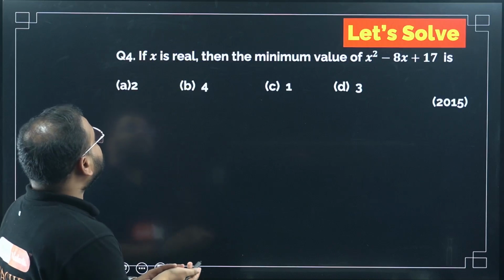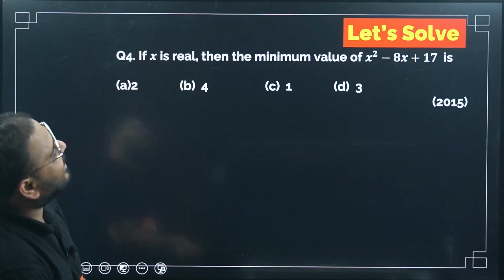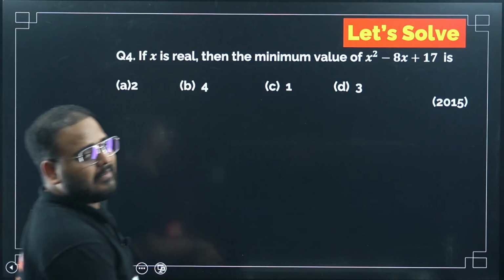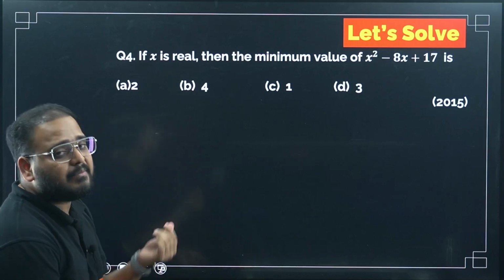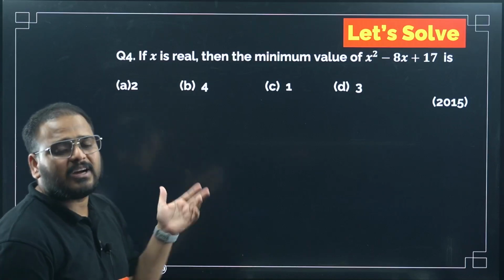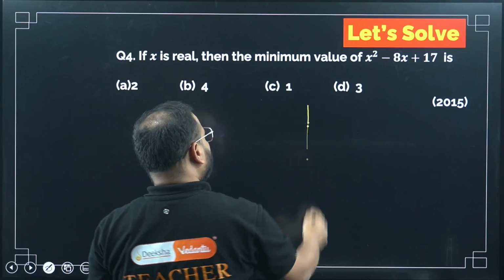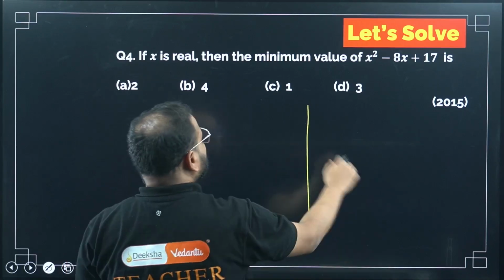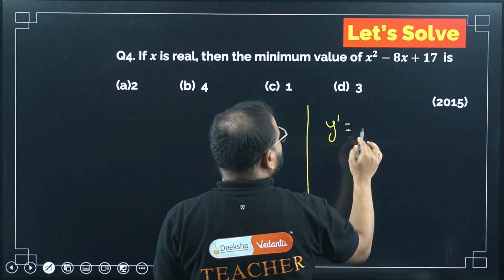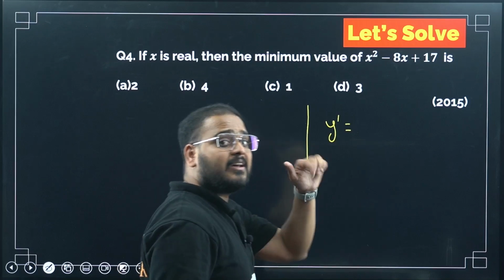Okay, moving on. If x is a real number, then the minimum value of x square minus 8x plus 17. Okay. So how do we find the minimum value? We can do both the conditions, first order test or second order test. Let's see what works for us. I think the simplest is second order test. Let's apply that. So first I'll find what? The derivative. Why am I finding the derivative? To find my critical value.